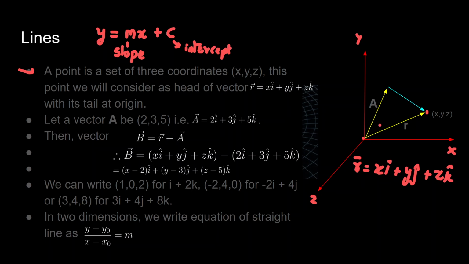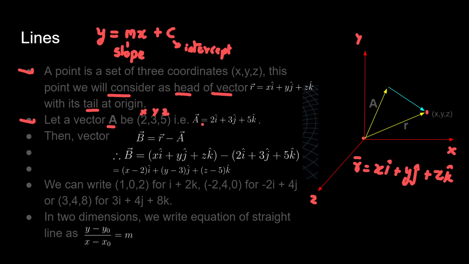So remember that the tail is at origin. This is what we have written over here. So this point we will consider the head of the vector. This xyz is considered as the head of the vector and the tail of this vector is at origin. Now we will take a vector A whose coordinates are 2, 3 and 5. So this represents the x component, this represents the y and this represents the z.